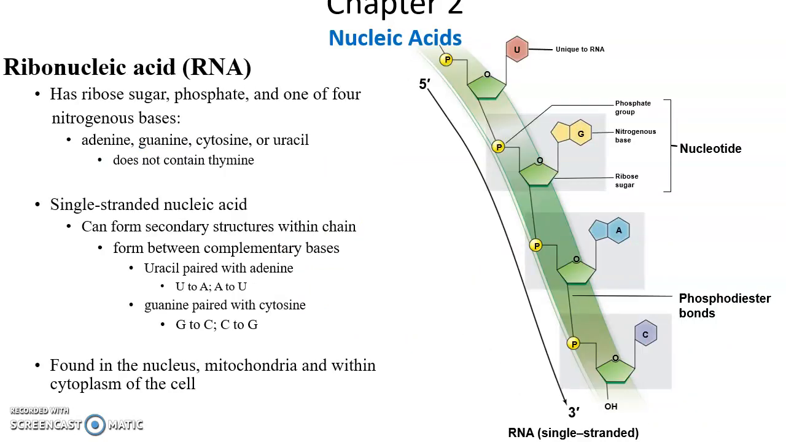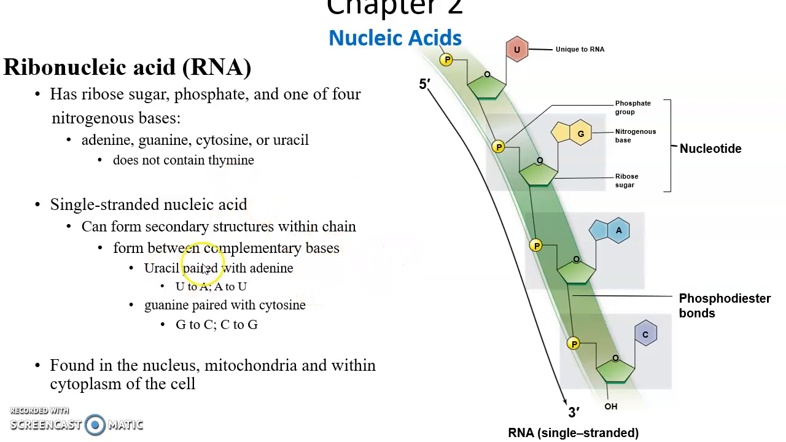Ribonucleic acid, RNA, is structurally very similar, except instead of thymine, it has uracil. Now, RNA is usually a long, single-stranded chain of nucleotides. However, those nucleotides can form complementary base pairs, either within the RNA molecule or with other molecules.